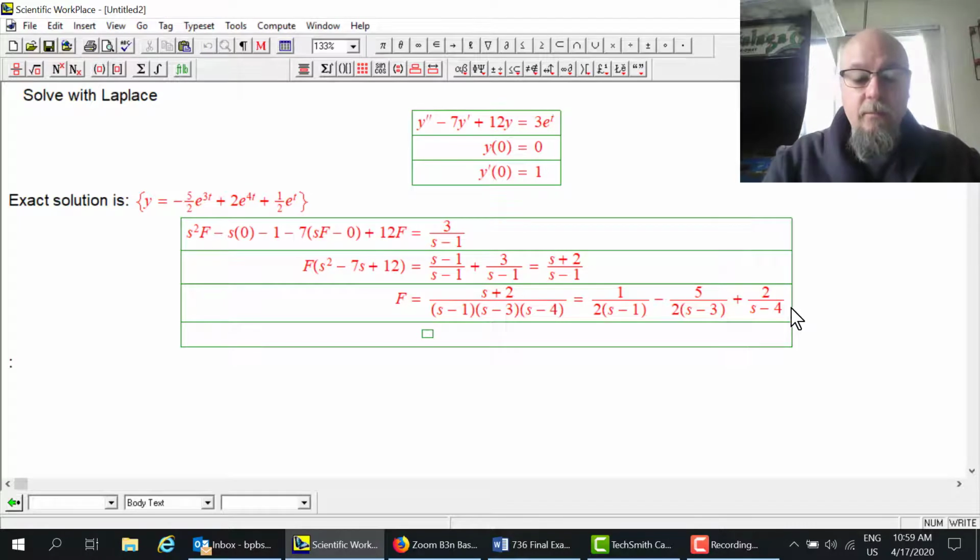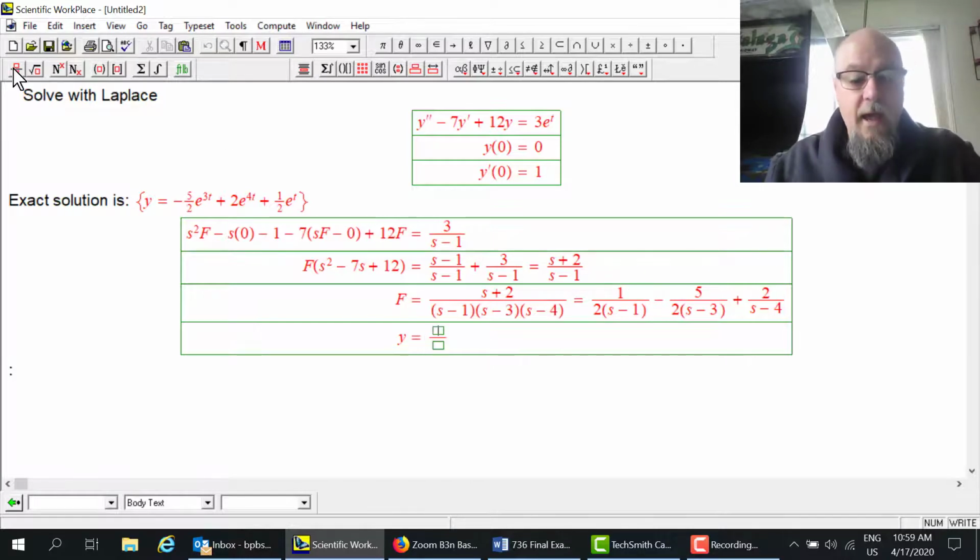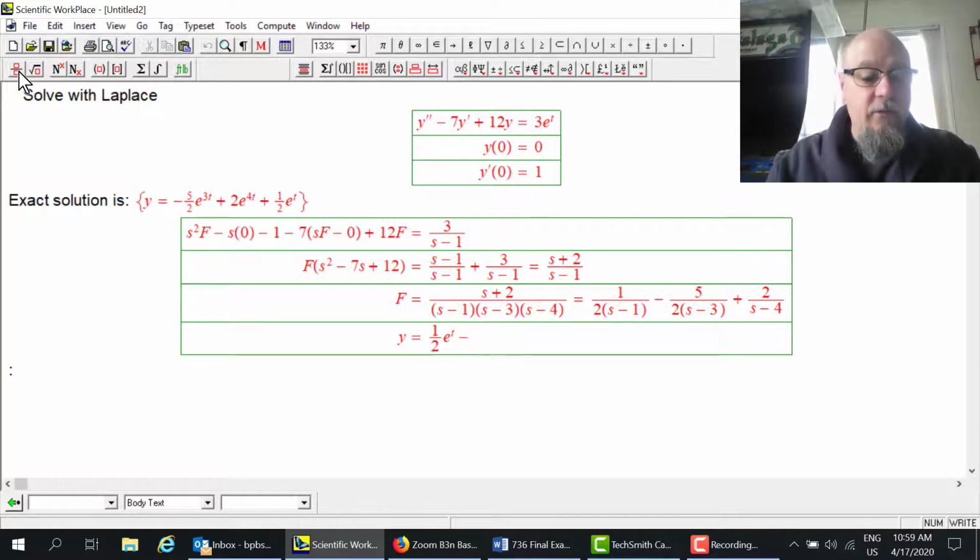So now I'm set to unLaplace. UnLaplace f, that's y, equals, okay, this is going to be 1/2. 1 over s minus 1 is e to the t. I mean, we already know what we're getting. We already know the answer. Minus 5 over 2 e to the 3t plus 2 e to the 4t. And I'm just retyping the answer that we already got the other way.